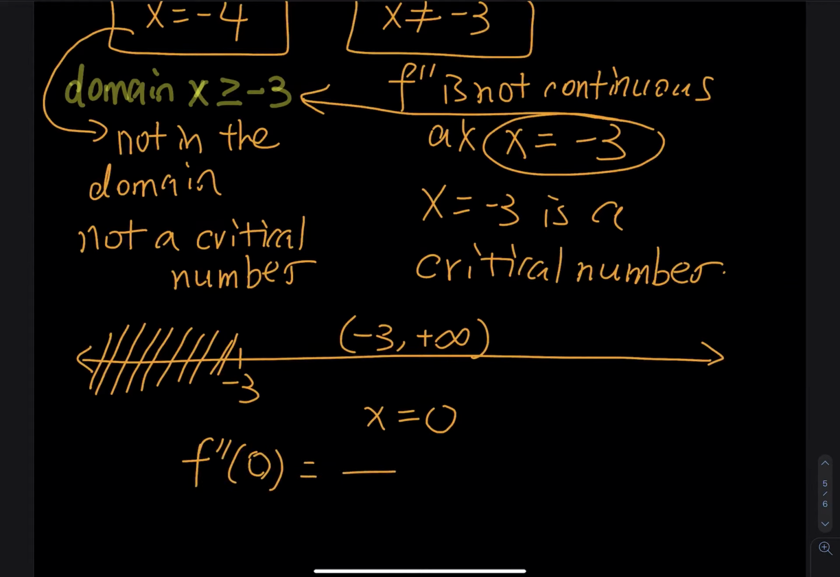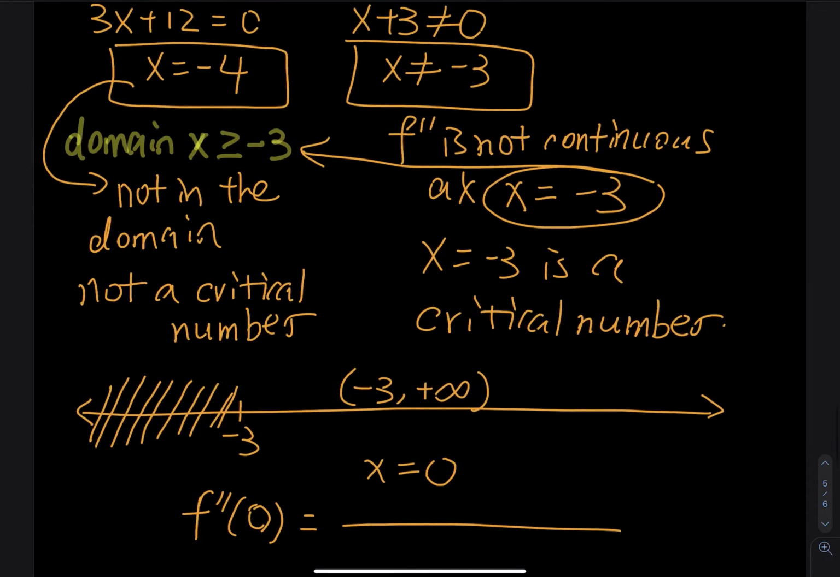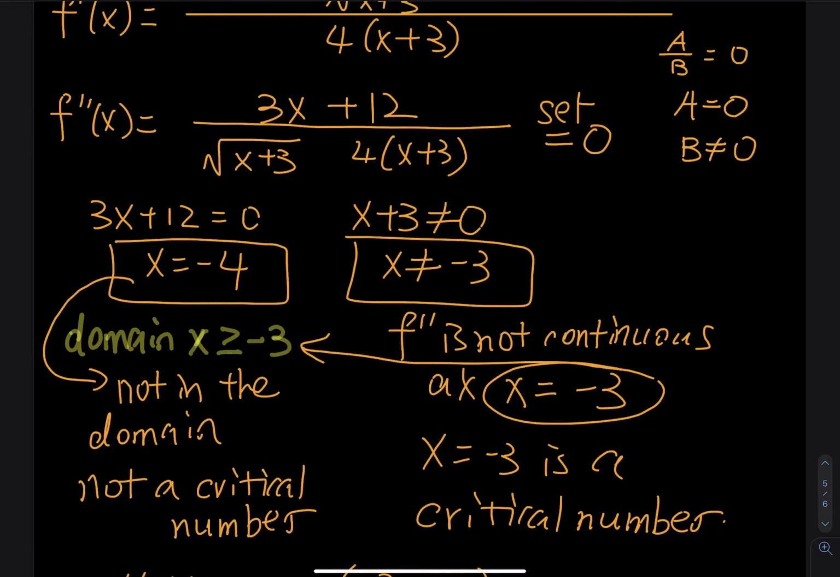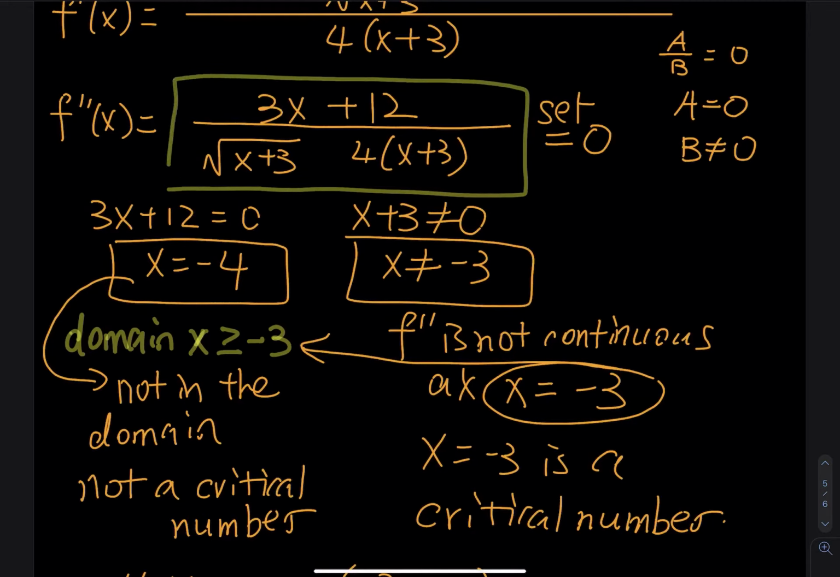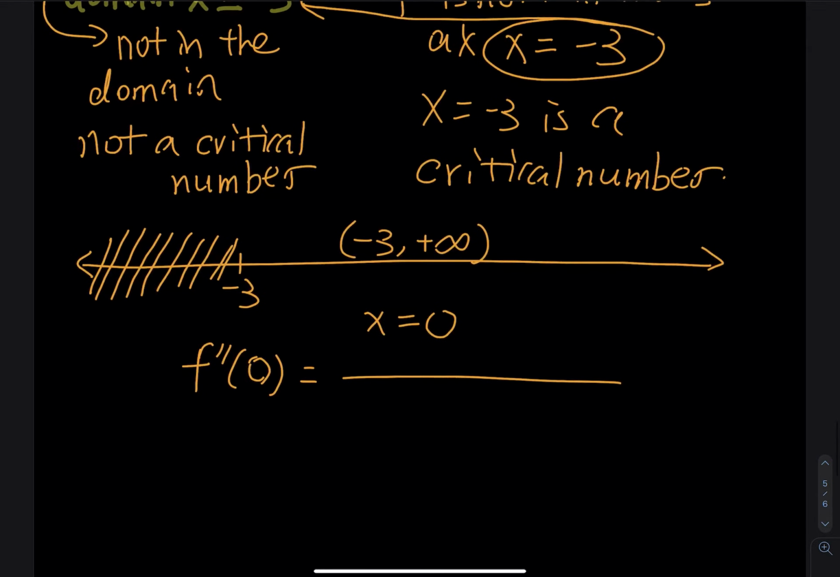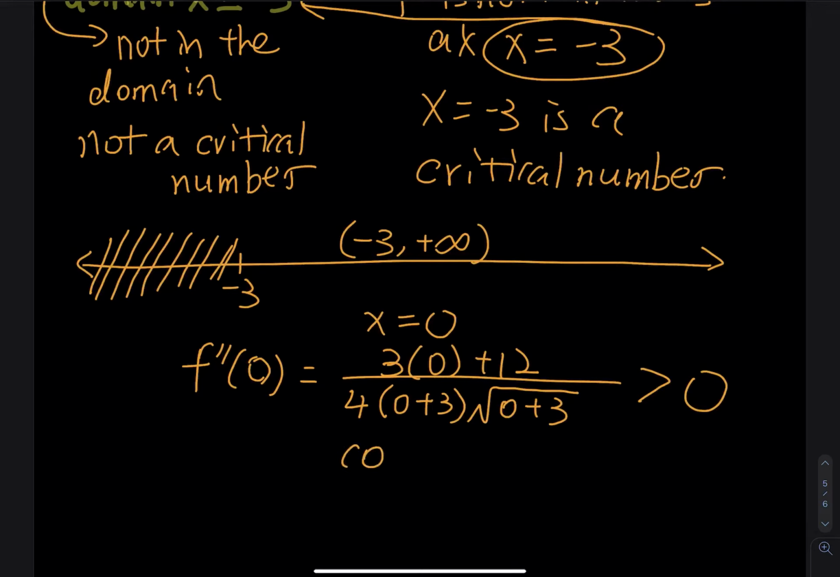So f double prime of 0, where is my double prime? My double prime is right here. This is my double prime. So my double prime is 3x plus 12, so we have 3 times 0 plus 12 divided by 4 times x plus 3 and then times x plus 3. So this thing is positive, so that means the function is concave up in this interval. So concave up on negative 3 to positive infinity.